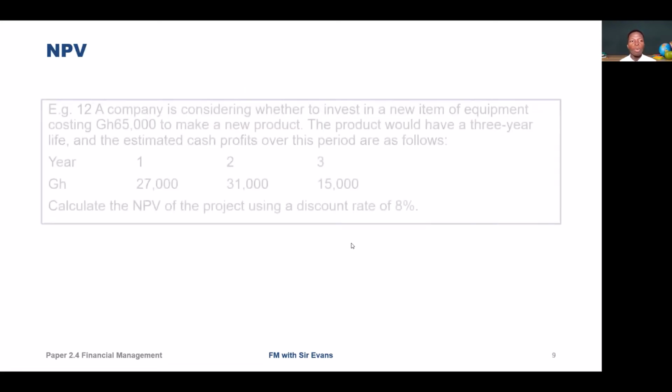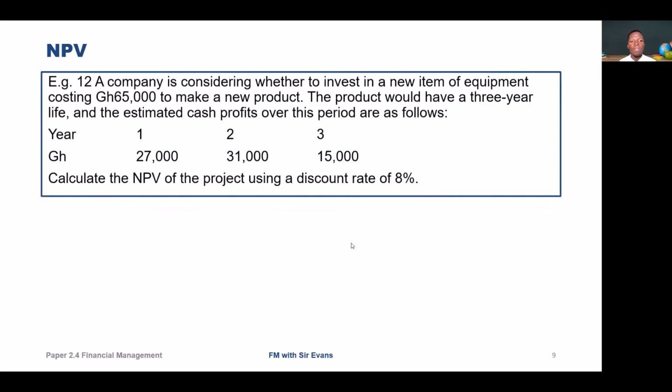Take an example. A company is considering whether to invest in a new item of equipment that costs $65,000 to make a new product. That's an outflow. The product will have a 3-year life, and the cash profits over this period are $27,000, $31,000, and $15,000 for each of these years. We should find the NPV of the product using a discount rate of 8%.